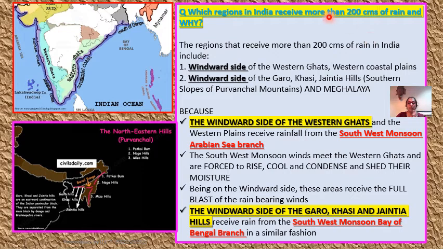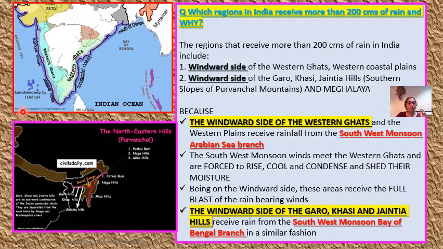Now, which regions in India receive more than 200 centimeters of rainfall and why? We know that we have to go straight to the windward side of places. The regions that receive more than 200 centimeters of rain in India, 200 is a lot, are the windward side, this side, the Konkan coast, the Malabar coast, the windward side of the Western Ghats, the western coastal plains, and this is the Garo and Khasi hills, the windward side of the Garo, Khasi and Jaintia hills, the southern slopes of the Purvanchal, it's also called the Purvanchal range, the southern slopes and Meghalaya.